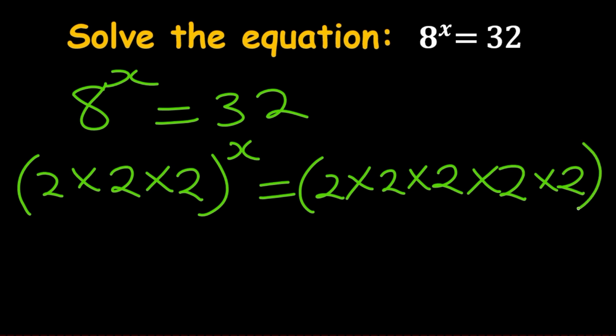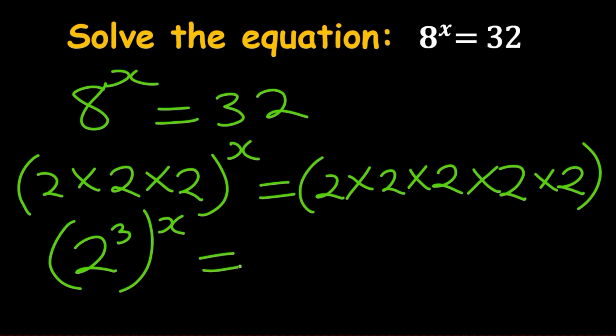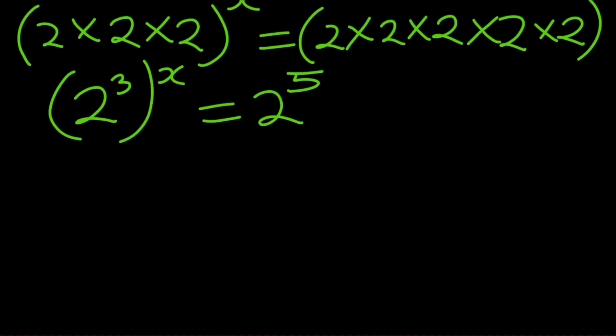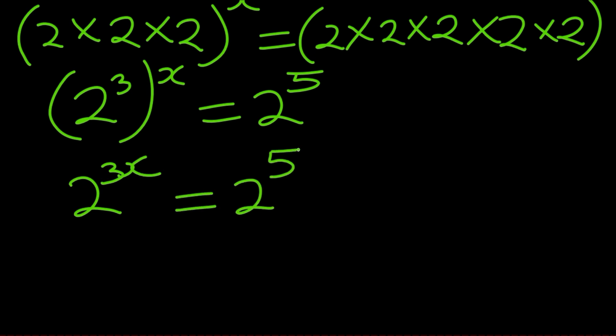which gives us 2 raised to the power 3, also raised to the power x, to be equal to 2 raised to the power 5. Expanding, 2 raised to the power 3x is also equal to 2 raised to the power 5. Having the same base, we can now equate the powers, which is 3x is equal to 5.